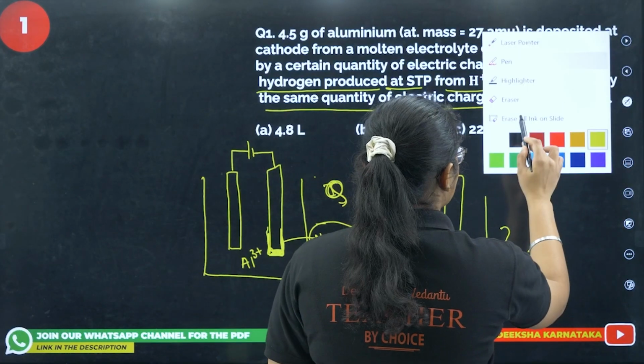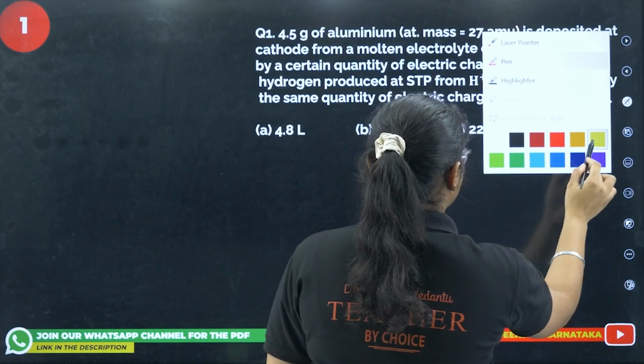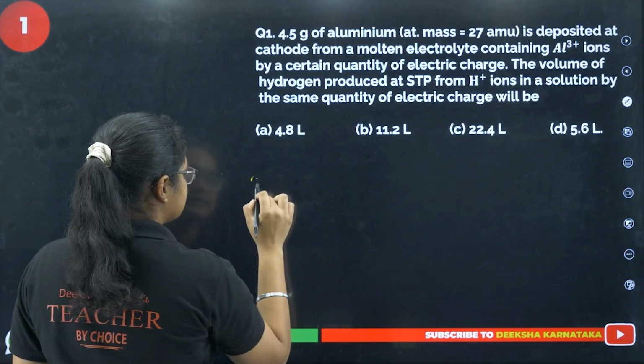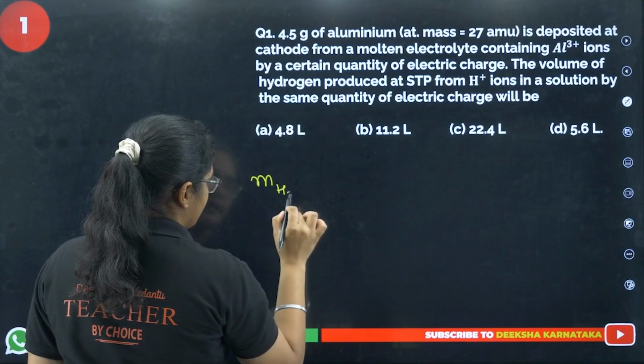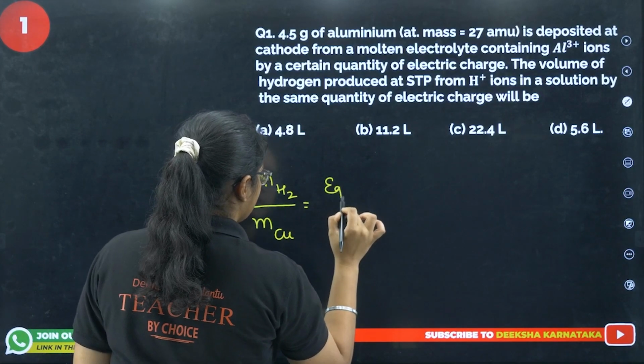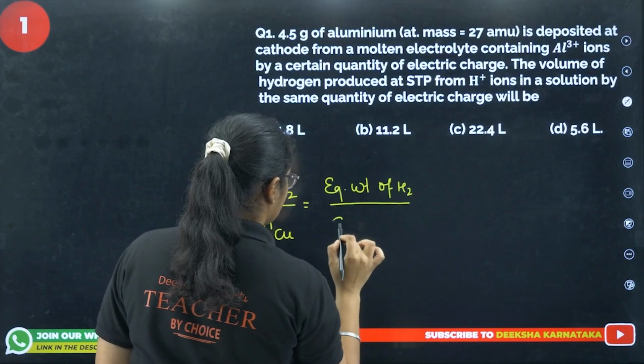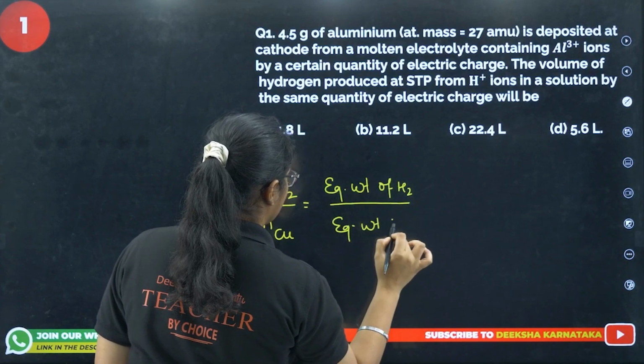So let's try to solve this. Whenever the same current is given, can I use Faraday's second law? I can write mass of hydrogen by mass of copper is equal to equivalent weight of hydrogen by equivalent weight of copper.